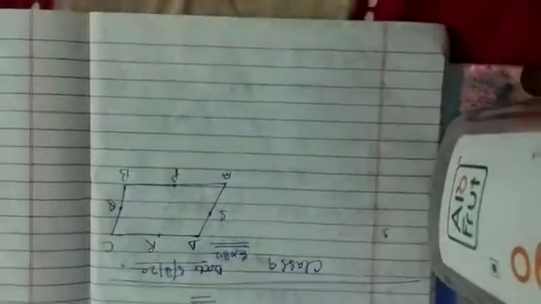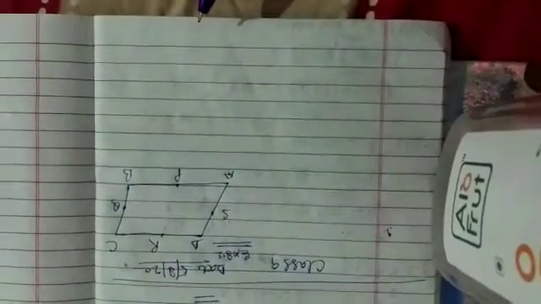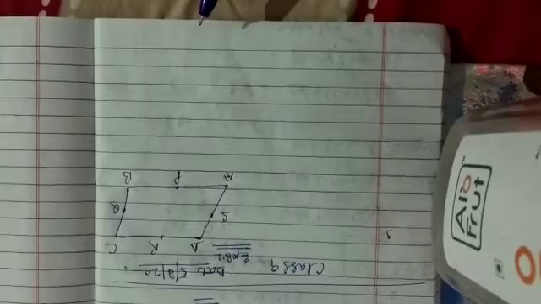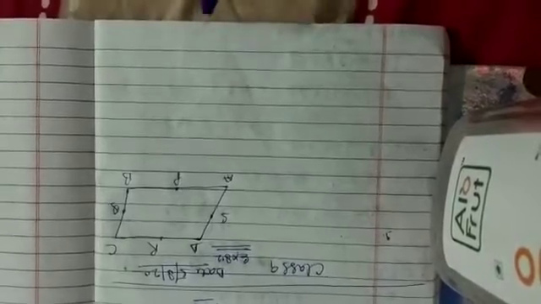P is midpoint of AB, Q is midpoint of BC, R is midpoint of DC and S is midpoint of AD. And AC is diagonal, so that first of all you just join this PQRS. You just join this and draw diagonal AC. It is given.